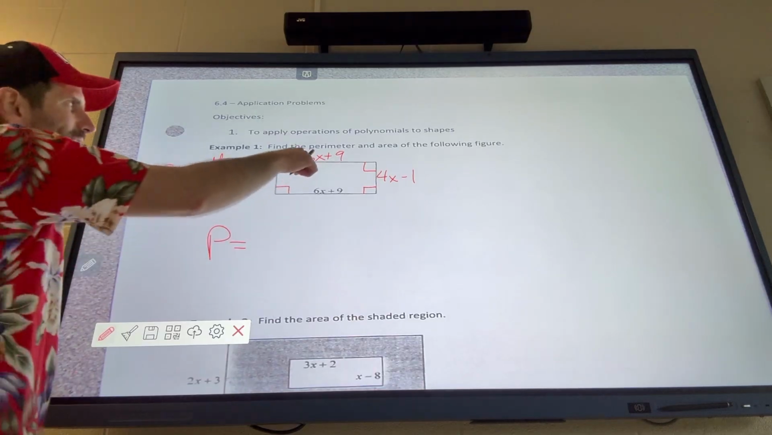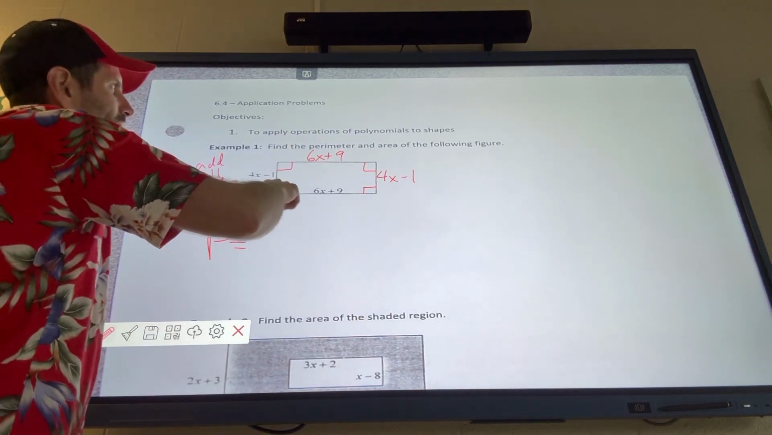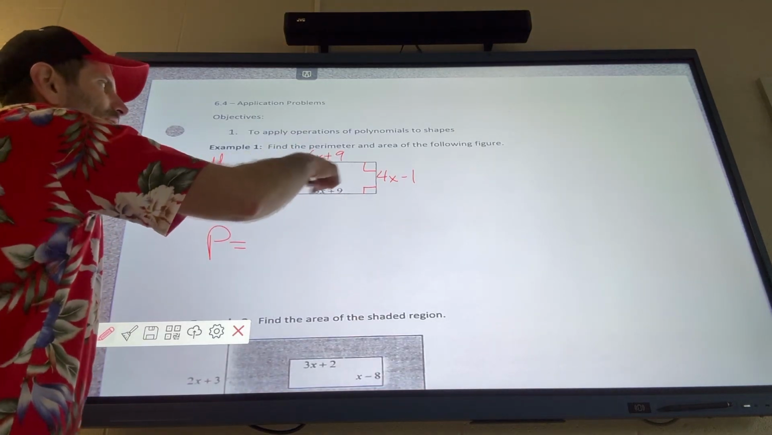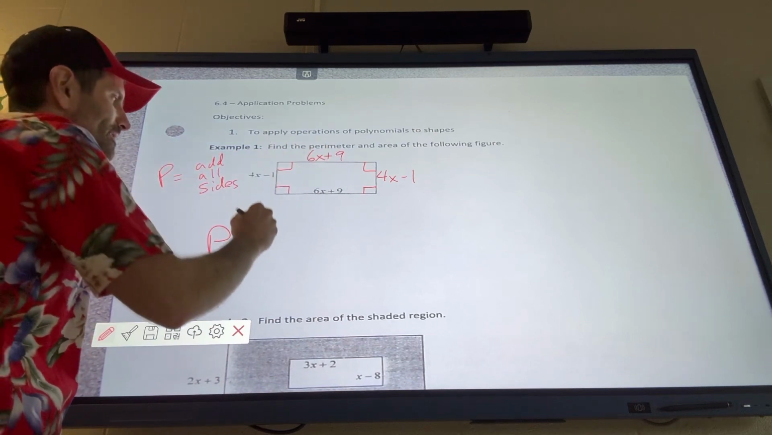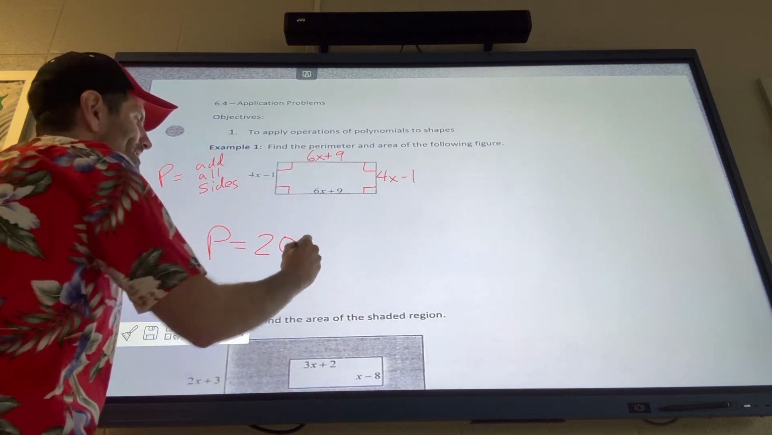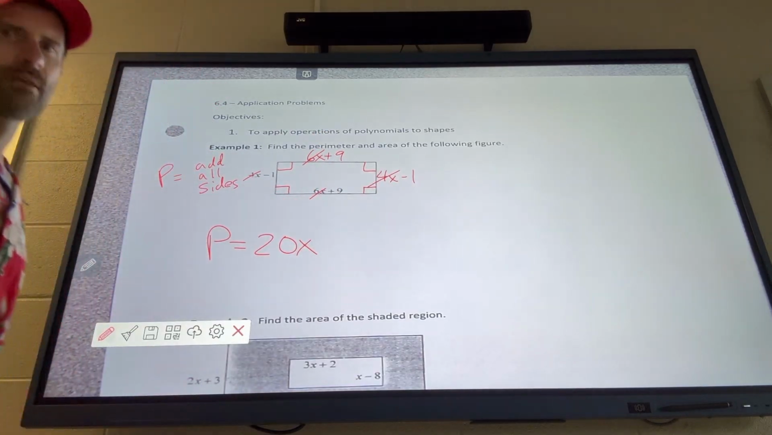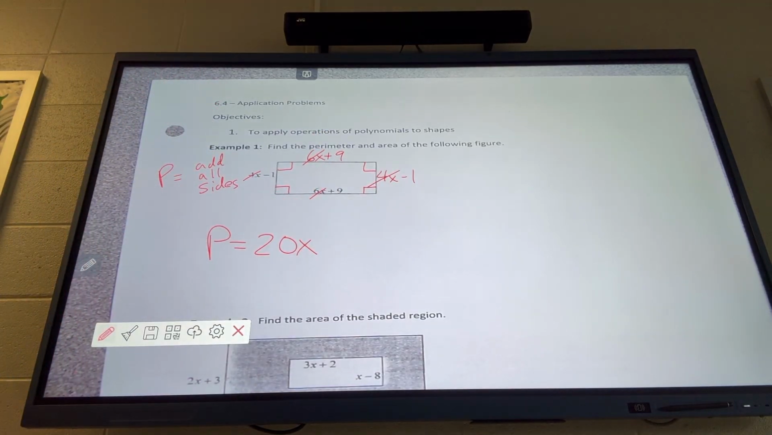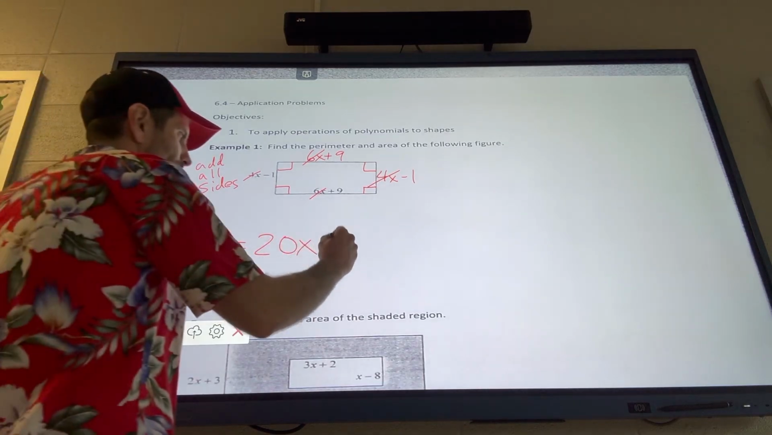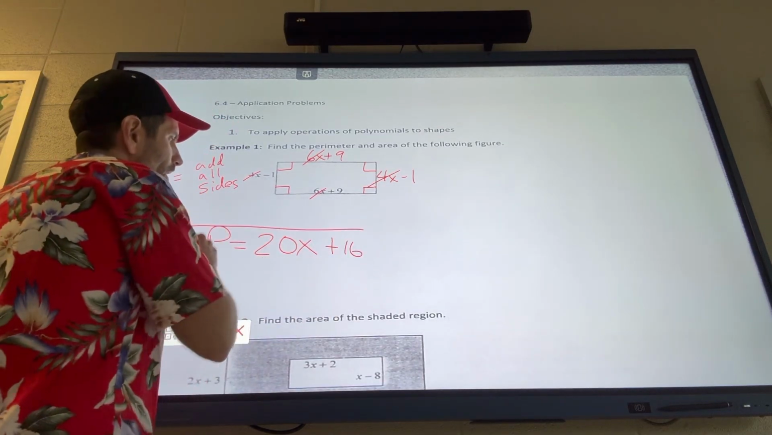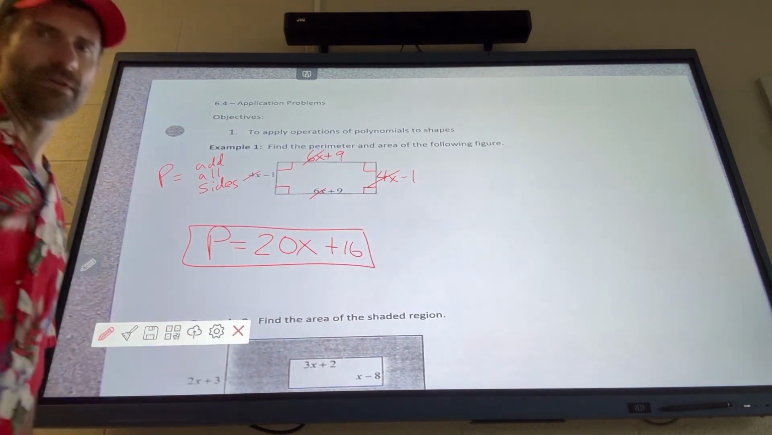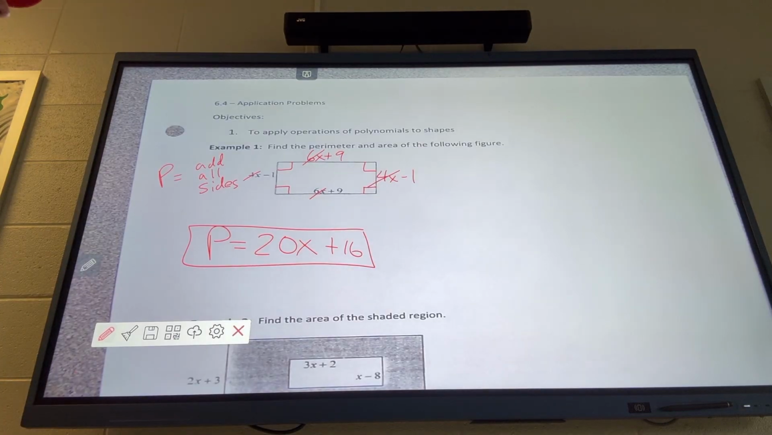So we've got a 6x, a 4x, that's 10x. We got another 6x and 4x, that's 10x. Together we've got 20 x's. And then we can combine the constants and get, let's see, 8 and 8, so 16. And we found the perimeter right away. Now we still need to find the area.